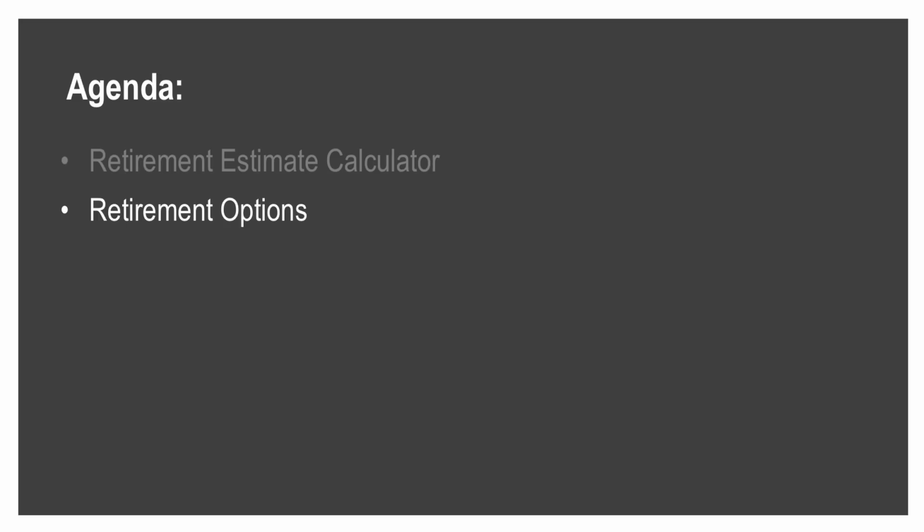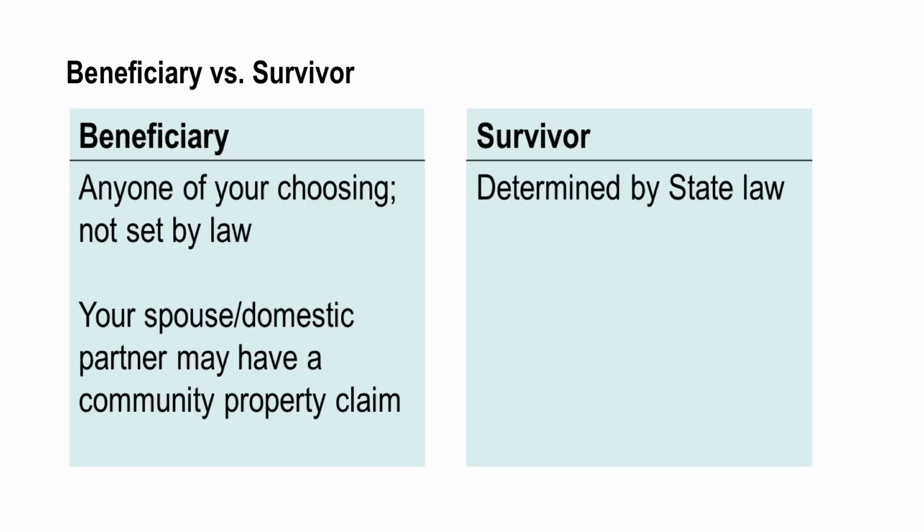Now that we've gone through how to get an estimate, let's cover your retirement options. Before we go into numbers, there are some terms we need to define so you can understand how the options work. For most of us, the terms beneficiary and survivor sound like the same thing, but at CalPERS they have two distinct meanings. A beneficiary can be anyone you choose to receive a lump sum or lifetime benefit, and it is not set by state law.